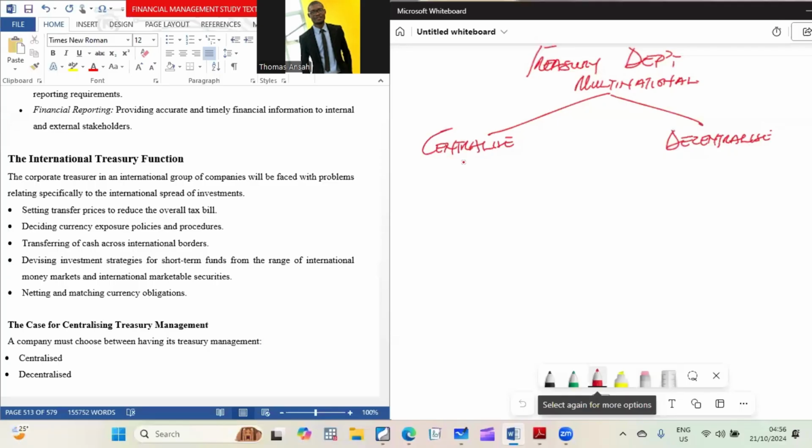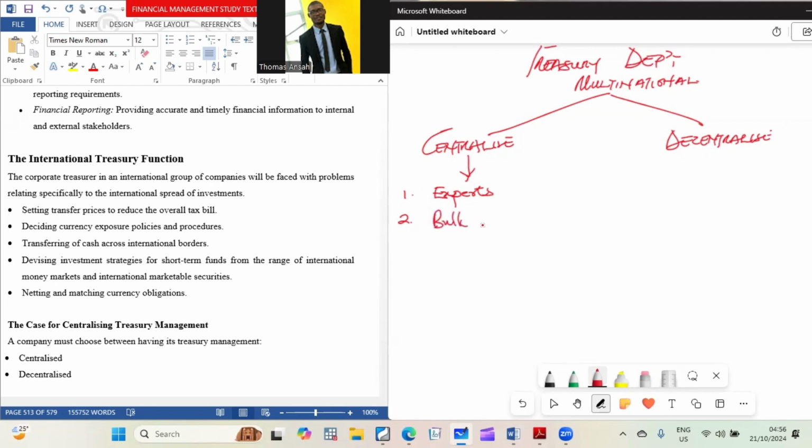Because if centralized, you realize that you'll be having experts. I mean, all the experts are in the head offices, right? And those at the local level who are doing well will be transferred to the head office. Yeah, you will have experts. That is it. And negotiations become easier because you can do bulk negotiations. Take it as if you want to buy dollars.